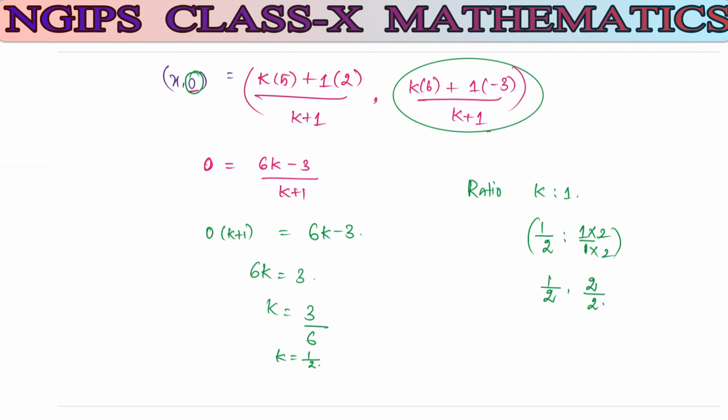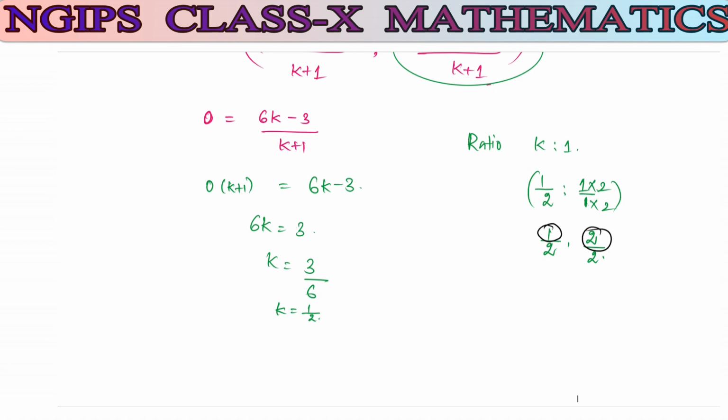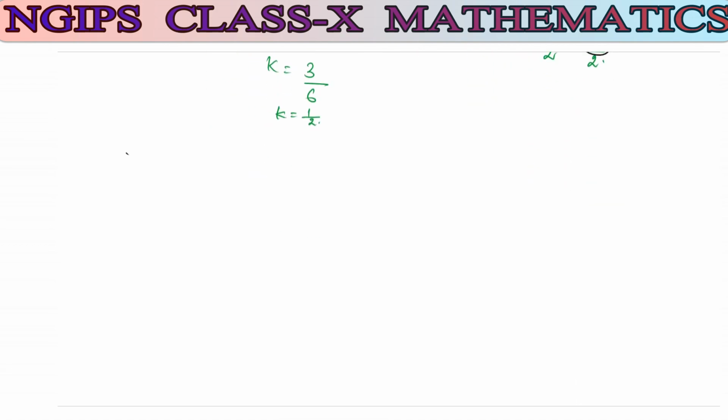Further, when the denominators are the same, you have to take only the numerator values. So the numerators we got are 1 is to 2. So I can write here the ratio. Therefore the ratio is 1 is to 2. So this is the answer.